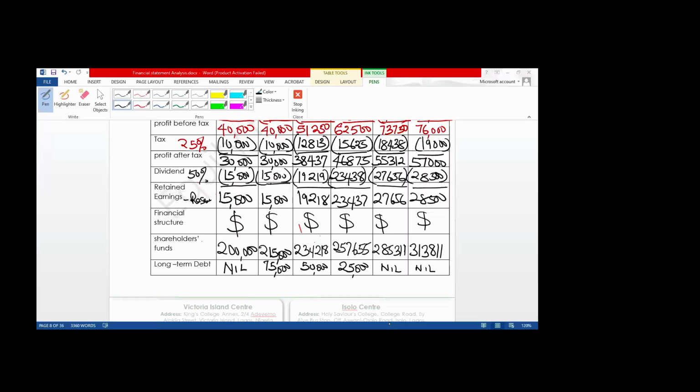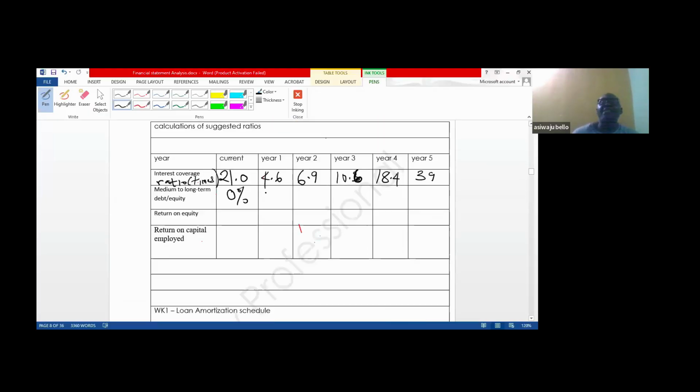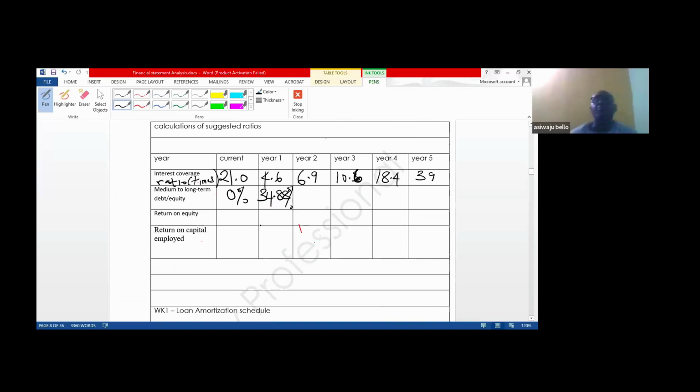$34.9, or approximately 35%. Or you can say 34.88. Or you can approximate, no problem, but you have to maintain consistency. If you are doing 2 decimal places, we have to be consistent. 34.88%. That is the percentage of long-term debt to equity.